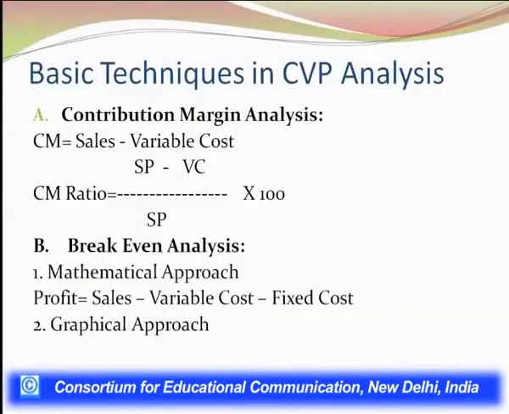The CM can be used to calculate one ratio, which is known as the CM ratio. So CM, which we just said, is contribution margin, not the chief minister, right? Contribution margin divided by selling price multiplied by 100 gives you the CM ratio. This is there on the slide; you can have a look. The second technique is break-even analysis, which can be presented either in a mathematical equation or in graph form. That's why we call them the mathematical approach and the graphical approach to break-even analysis.